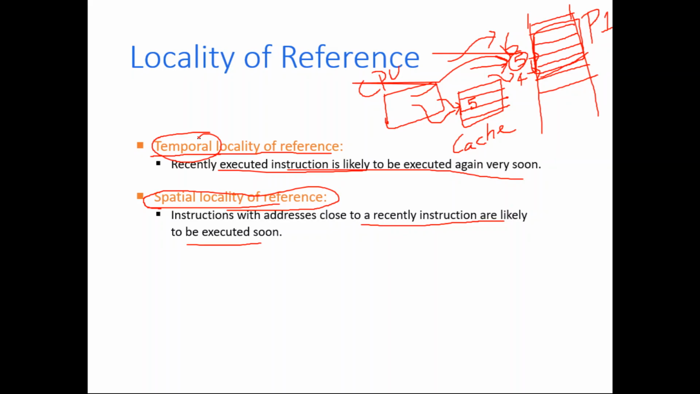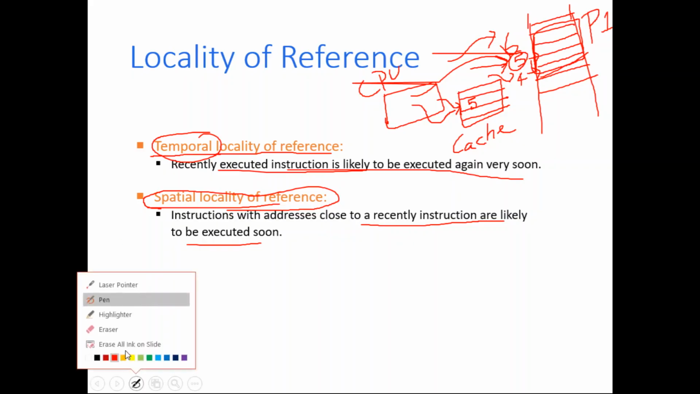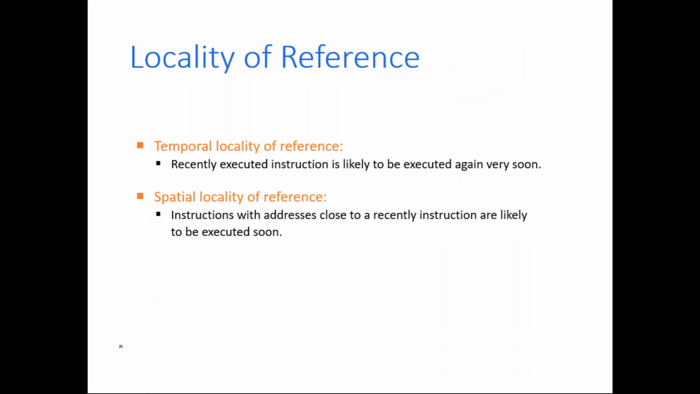So if an instruction at a particular address is accessed, then it is highly likely that the neighboring address also will be accessed. That concept is called spatial locality. And generally, locality of reference means that if you take a typical process or program, there will be some set of codes or statements which will be used more frequently by the processor than the rest of the code.